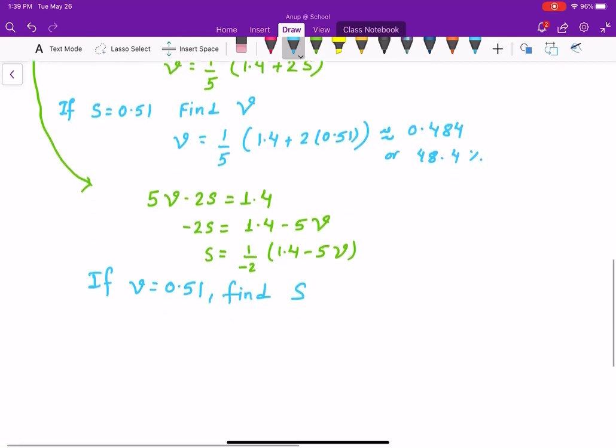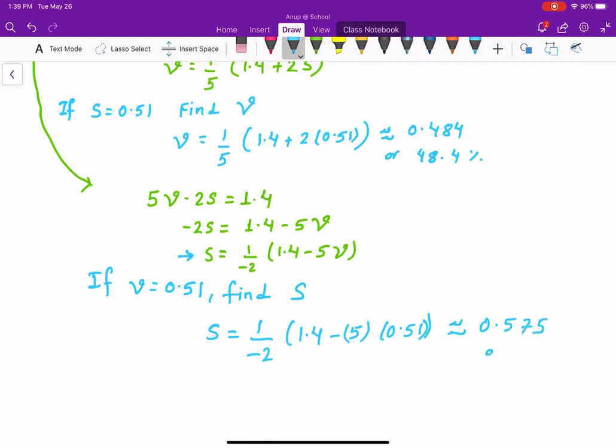We already have the relationship we obtained, so we can just use that. 1 over negative 2 times (1.4 minus 5 times 0.51). Just use your calculator to see that this is equal to 0.575, or we can say 57.5%.